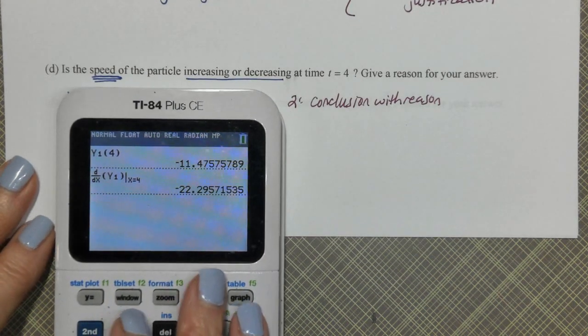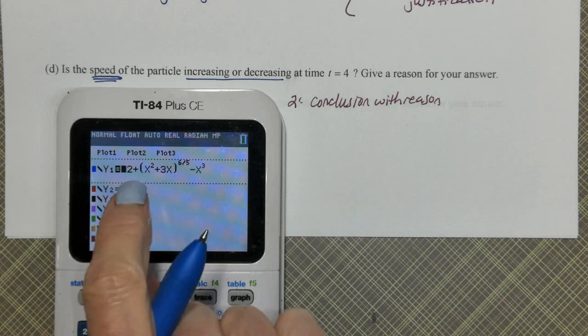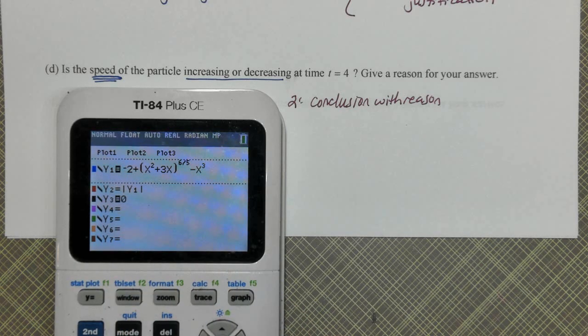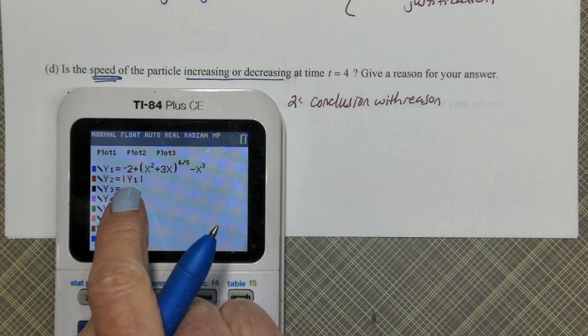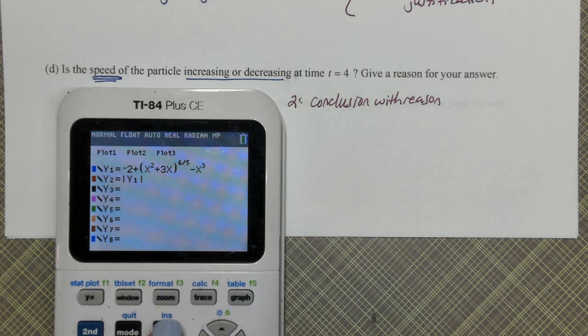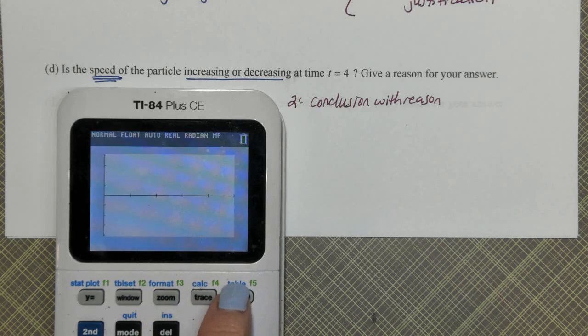Speed, we have the equation for speed, and it's stored in for our y2. I'm going to turn off y1, and I don't need this 0 anymore. I'm going to go and look at the graph of the speed at time 4. Okay, so let's look at speed at time 4.